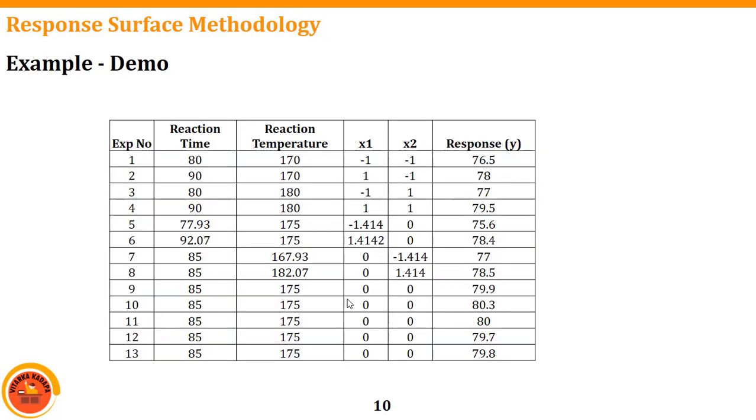What I will do is, I will take a simple demo, a very regular example, where the reaction time and reaction temperature, a chemical engineer is going to check his yield, and this is the experiment which he or she has conducted. And don't forget about this x1 and x2, these are the coded values for this one. Okay, 80 and 90 are the minimum levels for reaction time. Reaction temperature 170 and 180 are the low level and high level, because in response surface methodology we have to check whether we have a low level or a high level.